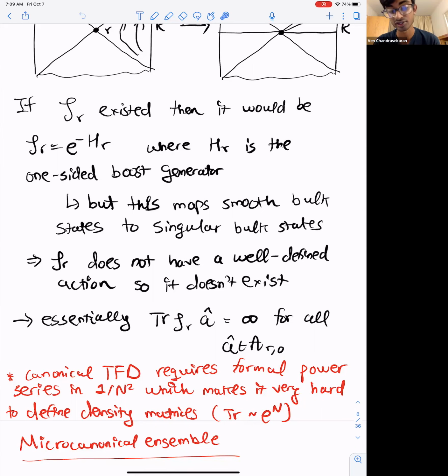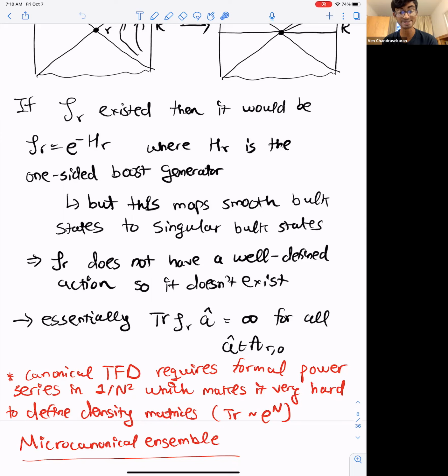And the naive way you might try to do that is to literally just do a power series in 1/n squared, which is what Edward tried to do in his original paper on this from last year. But for the purposes of computing things like traces and entropy, that's not the best approach, because it makes it very hard to define quantities that are important, like the trace.